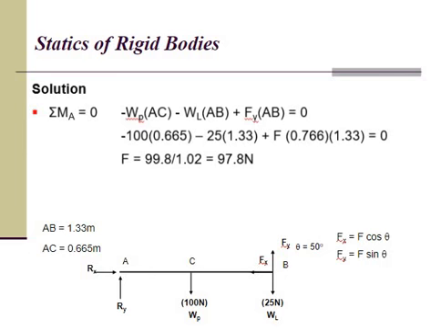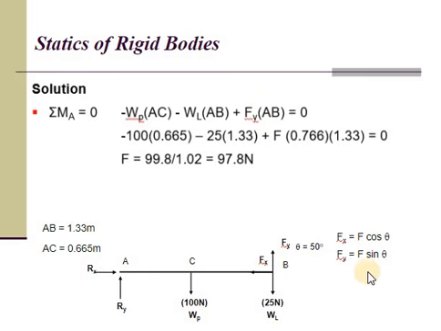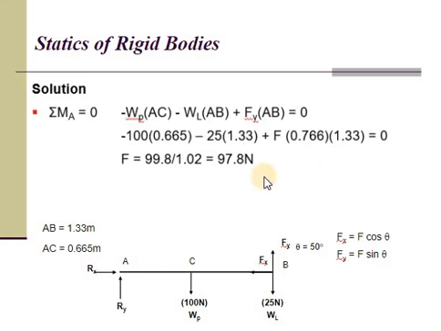We set sigma MA equals to 0. So we just add in the values that we know. The weight of the pole is 100, distance AC is 0.665, weight of the lamp is 25, and distance AB is 1.33. Fy, as we agreed, is going to be equal to F sine theta, so F sine 50 degrees, which is 0.766, multiplied by distance AB, 1.33. We set this equal to 0 in order to get the force F, which is 97.8 Newton.